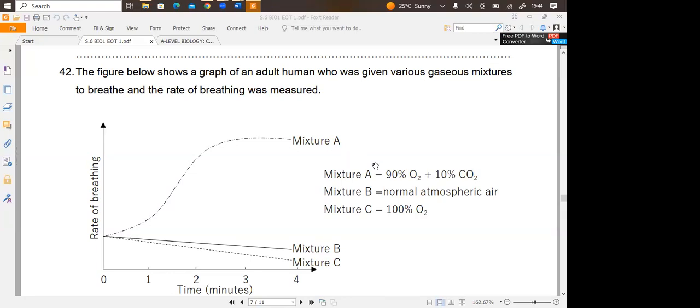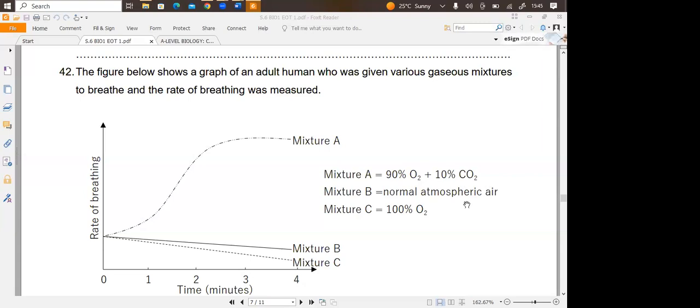What is in mixture A? 90% oxygen, 10% carbon dioxide. So it means that now they gave this person a mixture which has 90% oxygen and 10% carbon dioxide. Then they gave person B normal atmospheric air. But now, because they are giving us these mixtures with gases in percentage, you have to start asking yourself, what is the normal percentage of these gases in atmospheric air? So that is the mixture that they gave this person.